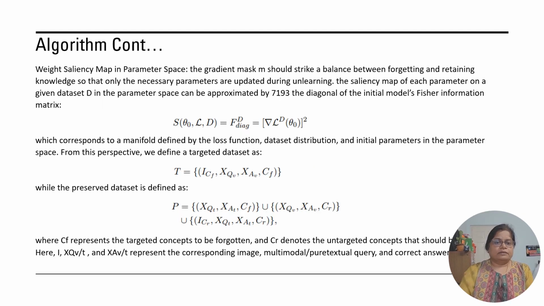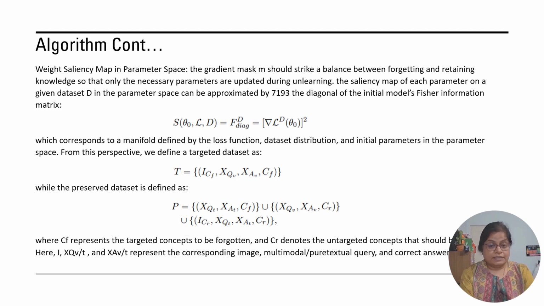Now coming back to the question: how do we calculate this gradient mask, how do we know what the value is? In this paper, we have used the Fisher information matrix. Basically, that depends on what your targeted data set is and what your preserved data set is. Based on that, what is the delta between these two? That's how this gradient mask is calculated.